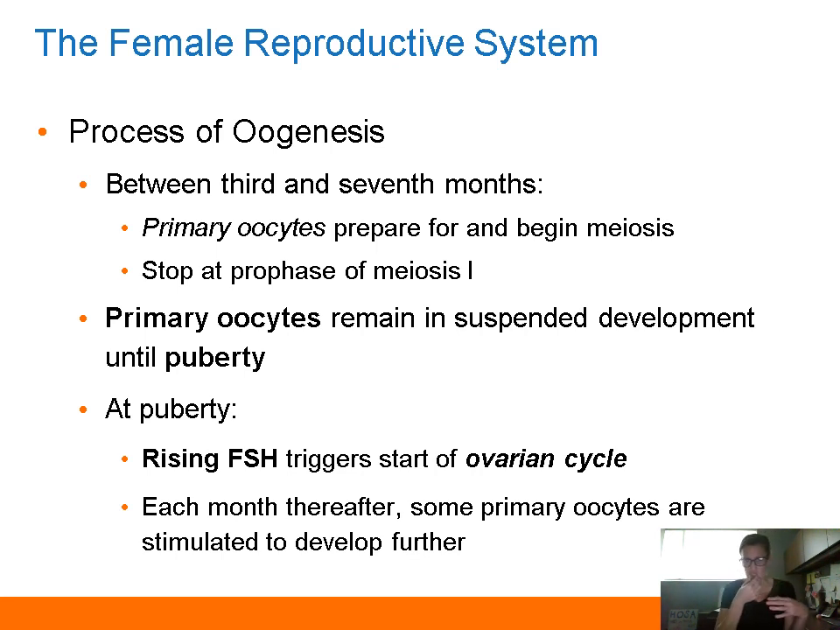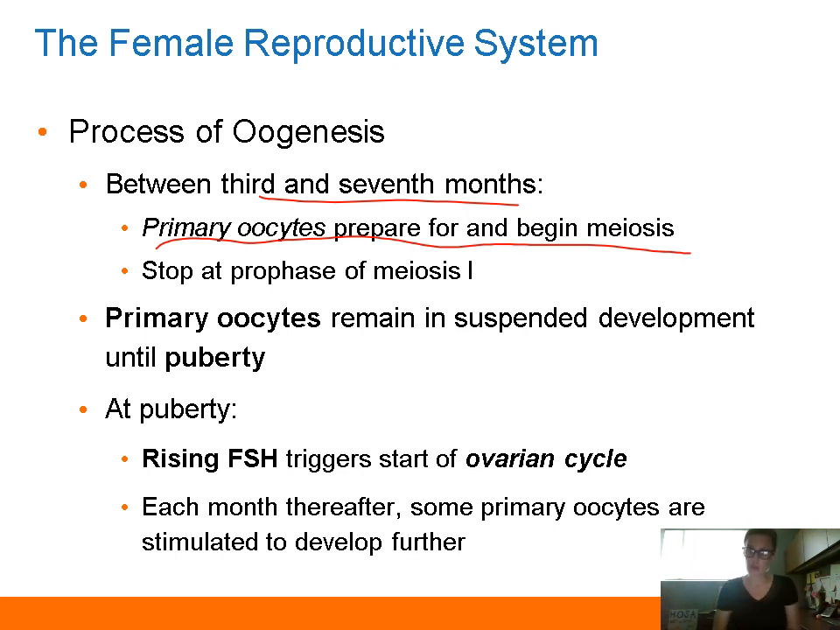Again, this is just the process in words instead of pictures. This process of oogenesis, or egg production, starts with the oogonium, and in the fetus, the oogonium divides via mitosis. So normal cell division, and it gives us a primary oocyte. That primary oocyte has a full set of chromosomes. Between the third and seventh months of fetal development, so still in the fetus, that primary oocyte begins meiosis, which is going to involve two cell divisions, meiosis one and meiosis two.